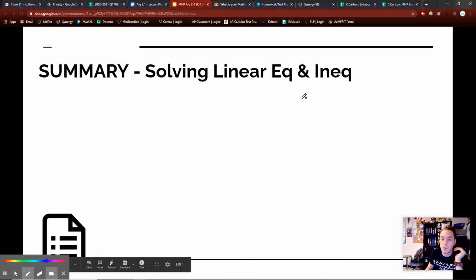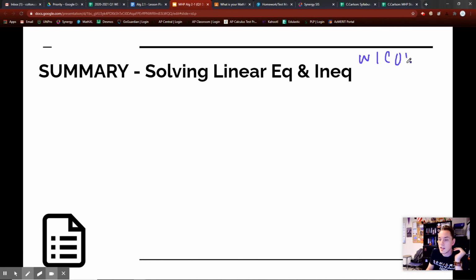If you guys don't know what WICOR is, it's actually an AVID thing. That's an R. So that means writing. This means inquiry. This is collaboration, so I'm just going to abbreviate here, collab. This means organization, so I'm just going to abbreviate there, organization. And this means reading, read. Okay?